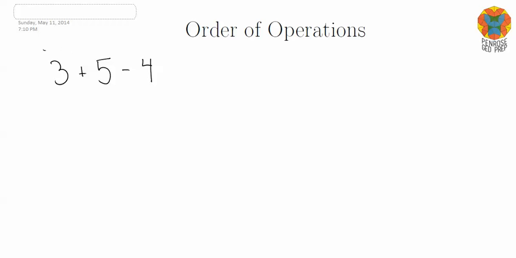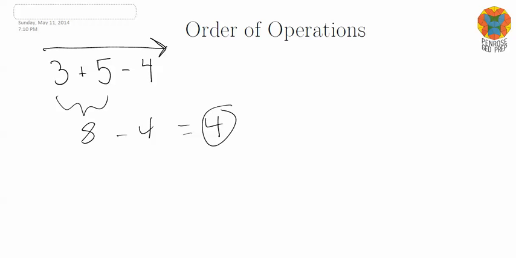We start at the left and move to the right. The first operation is addition. 3 plus 5 equals 8. Next we subtract 4. So our answer is 8 minus 4, or 4. An expression like this is simple because it only involves addition and subtraction.